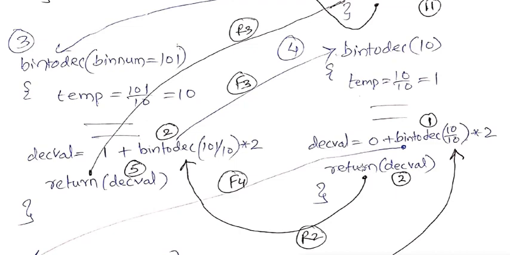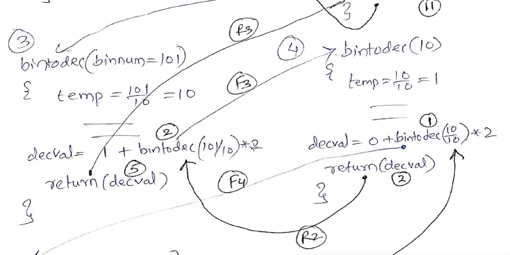Now this function is complete. Now 4 is complete. It will return decimal val. What is the decimal val? Decimal val we calculated as 1 into 2 plus 0, that is 2. 2 is returned to who called this, and who called this? It was called in step number 3, and this is return 2. What will it return? Value 2. Now you can see the value is returned for this particular call as 2.